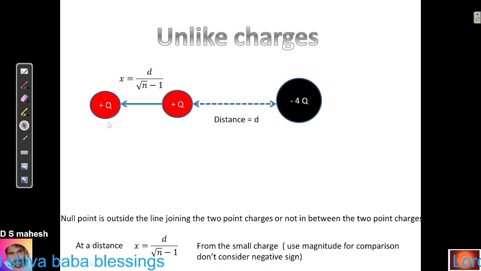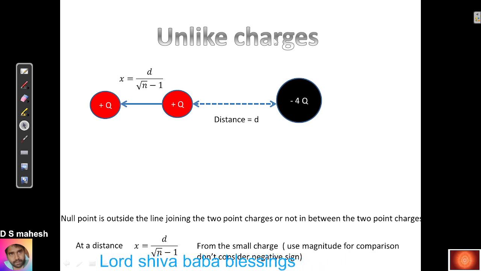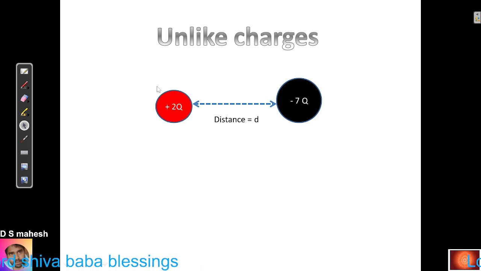So here is the position where we need to keep the other charge so that it experiences no force. We call this the null point. In case of like charges, it is d divided by square root of n plus 1. In case of unlike charges, it is d divided by square root of n minus 1.